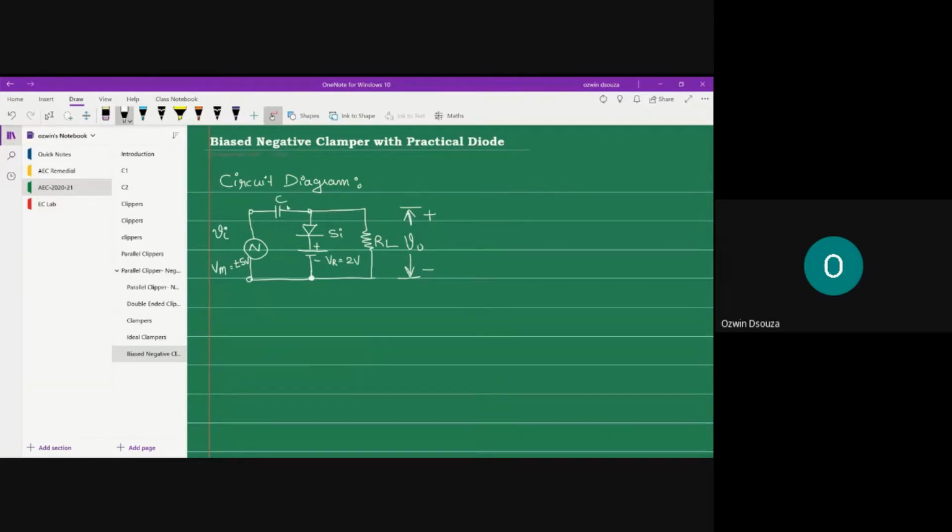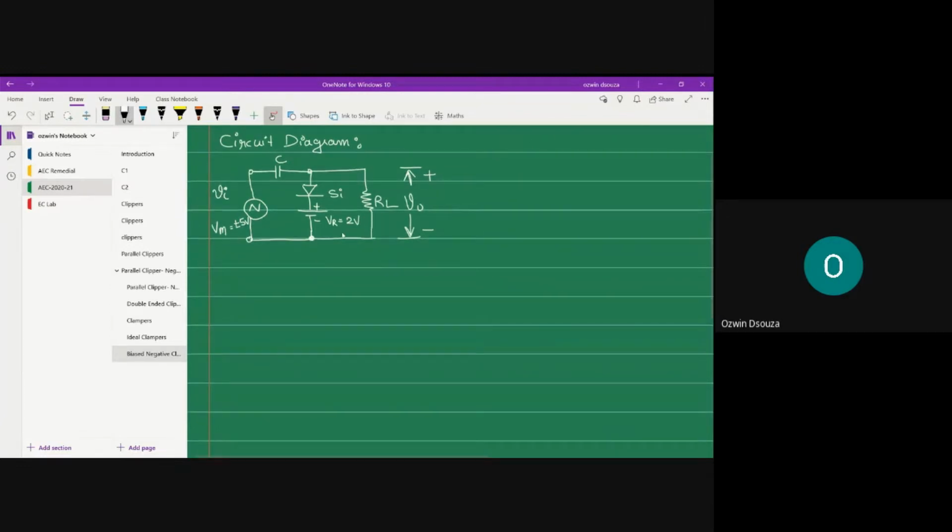Okay, so capacitor. It's a negative clamper in the sense that in the positive half cycle of the input, the capacitor is charged. All right, fine. Since we are talking about a practical diode, we have to substitute the diode model. So in figure 2, let us substitute the diode model.